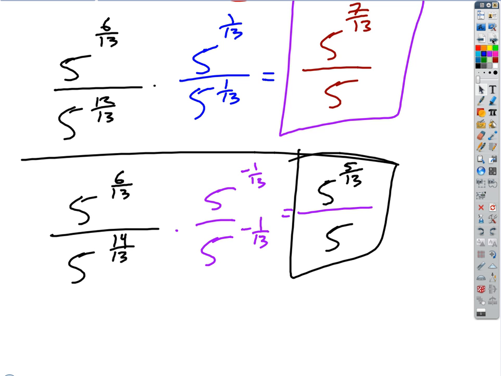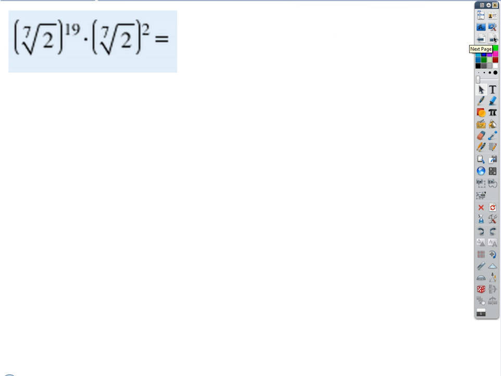That one would be the 13th root of 5 to the 5th. Okay, that looks terrible, but I want you to see that this is really just the same thing we've been doing, you just write it differently. Yeah, exactly. And here's the moral of the story: don't freak out about fractional exponents because they're just exponents.